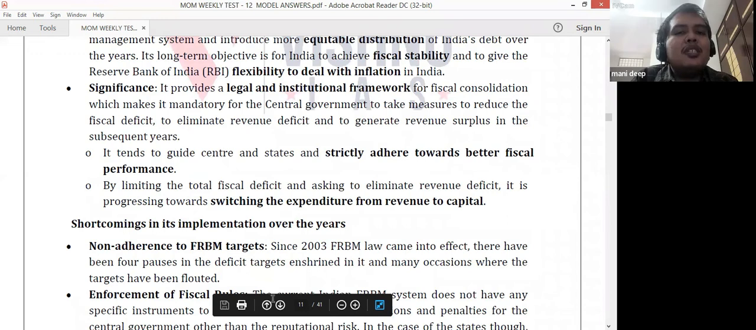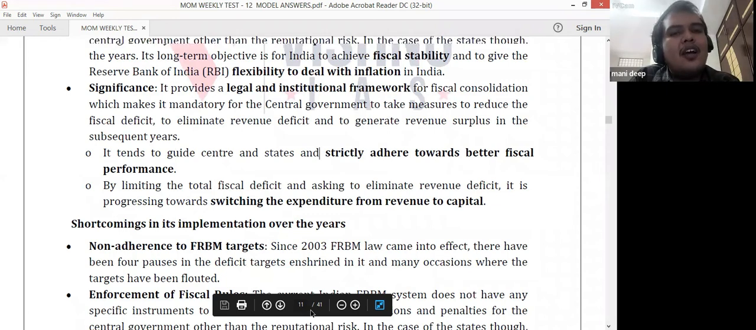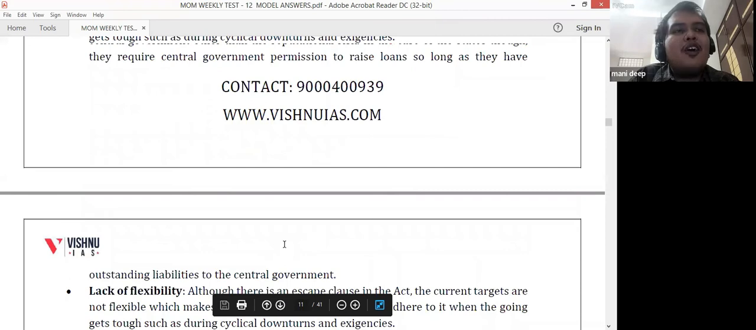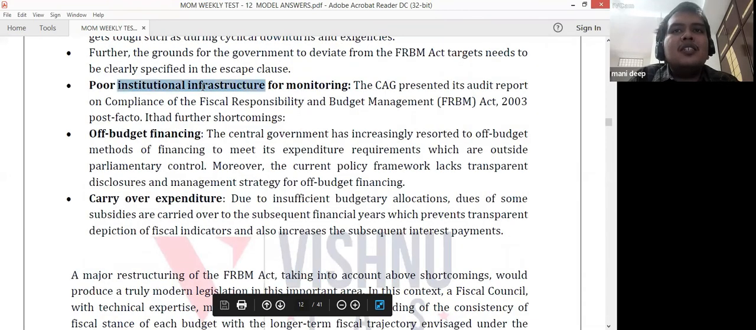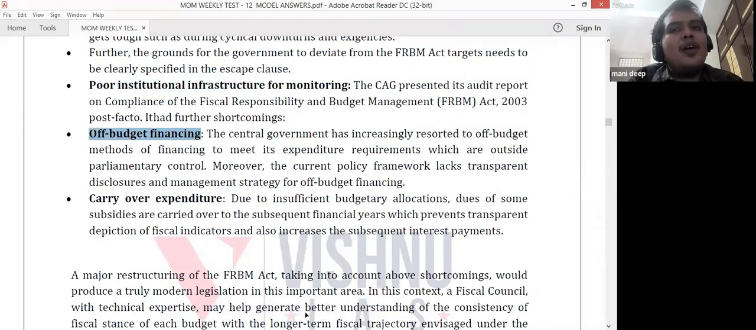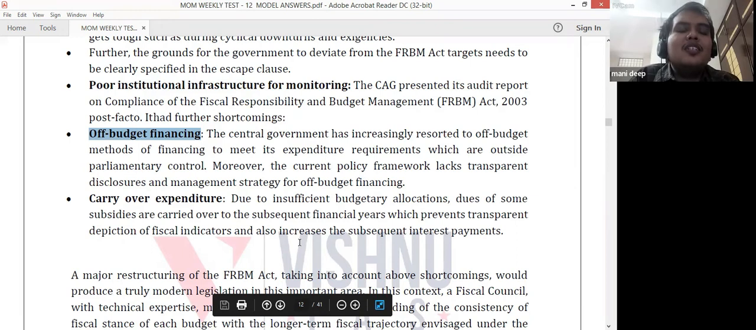The most important part of this question is regarding the shortcomings. One, there is no adherence to the FRBM targets. They're just shifting the targets, year on year changing their target goals. Second is there is no enforcement. Even if they say it is 2021, no one is there to see whether they're actually following the medium term strategy that they have given or not. They are not following. Third is lack of flexibility. Then the fourth is institutional infrastructure for monitoring. Then there is off-budget financing, which you have mentioned regarding Food Corporation of India. Then carryover expenditure. So you can write 3, 4 points. Then in the conclusion you can write about the fiscal council, which is recommended by the NCERT committee.